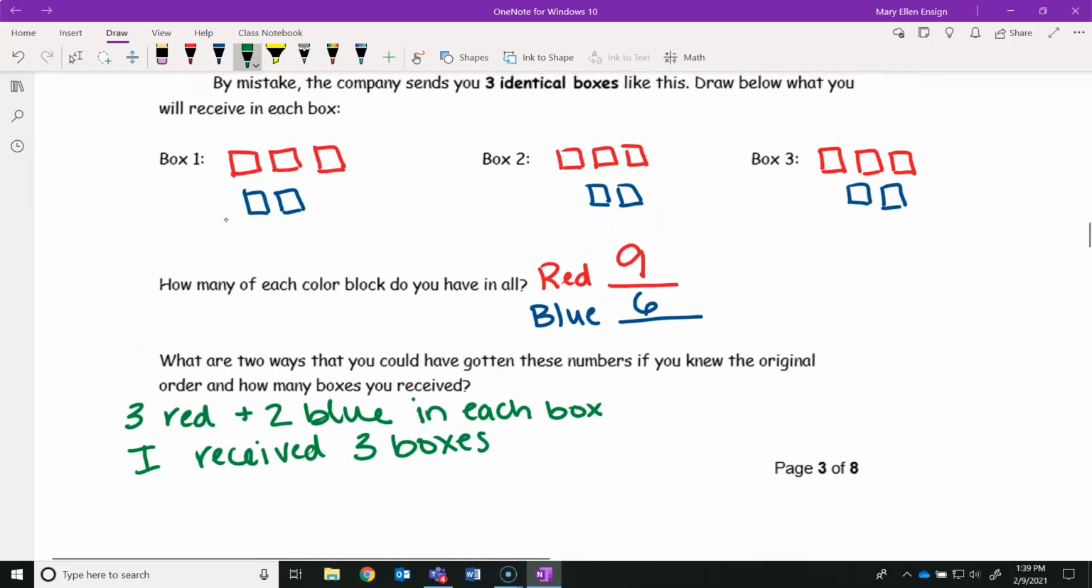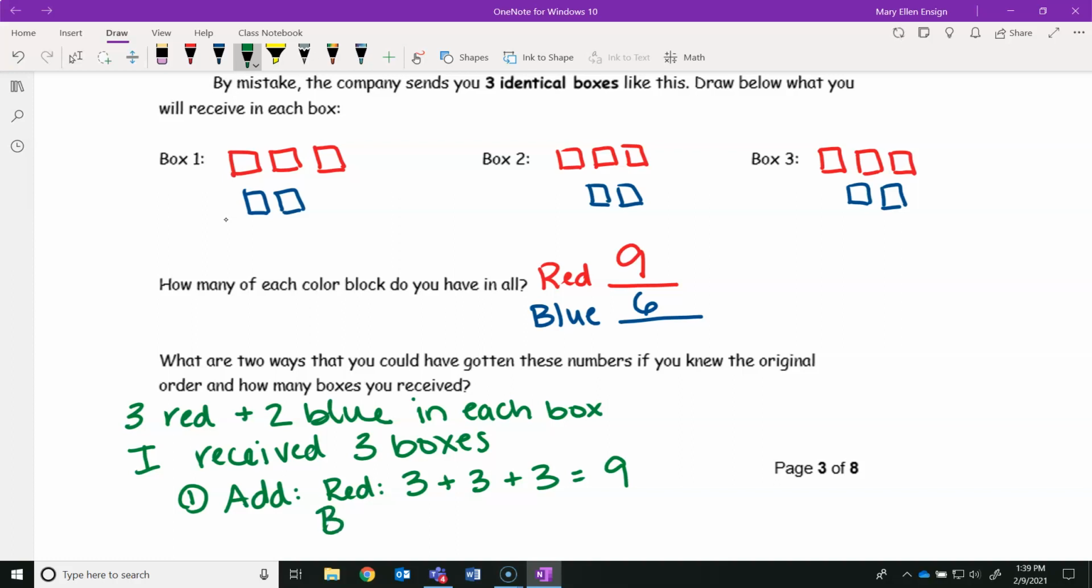Well, kind of like we did with our drawing, one way we could have gotten these numbers is to add. I could say for the red, I want to add 3 plus 3 plus 3. That's how I got my 9. And for the blue, I want to add 2 plus 2 plus 2. That's how I got my 6.